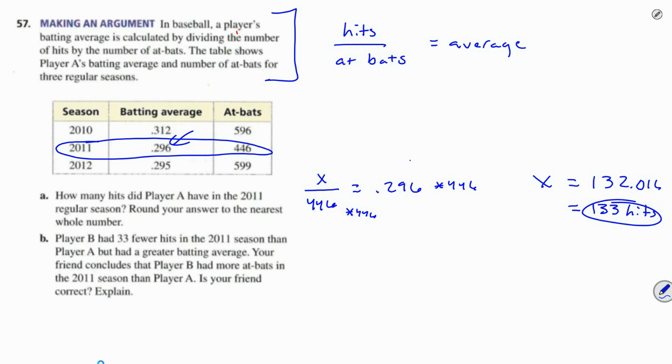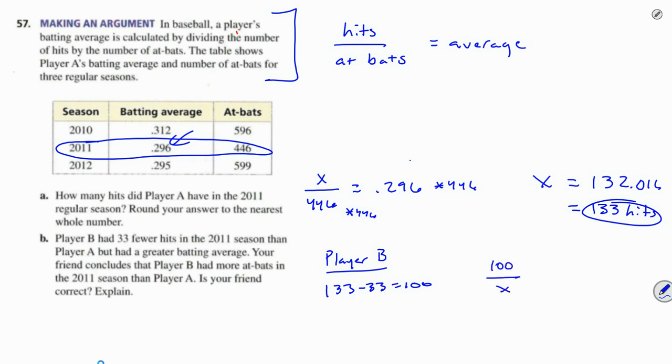Player B had 33 fewer hits in the 2011 season, but had a greater batting average. Your friend concludes that player B had more at-bats in 2011 than player A. Is your friend correct? 33 fewer hits. So if we do player B's number of hits, we'll take 133 minus 33 and get 100. So 100 hits. And it said that this had to be greater than player A's batting average, right? So 33 fewer hits, so we had 100 hits.